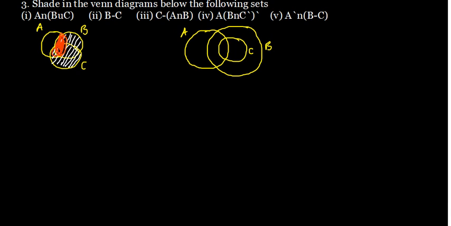Also this region which is here. So therefore the final answer should just be the portion that I've shaded in red. So the answer for this one is just going to be here, where the union is intersecting with the set A. So that is going to be the answer.